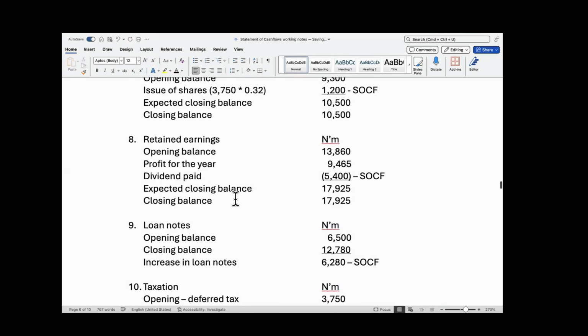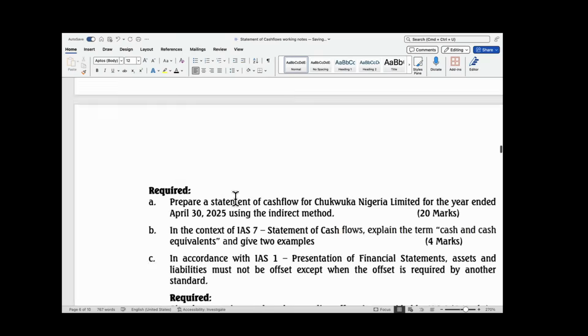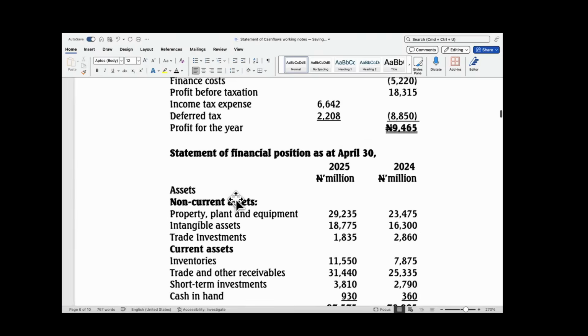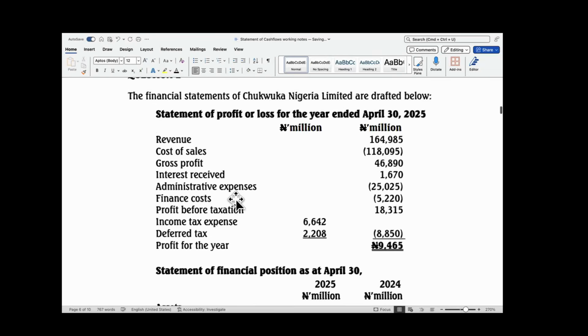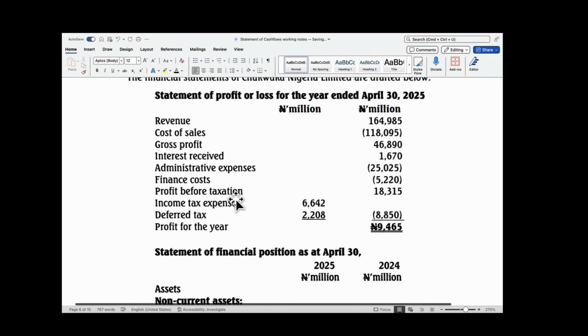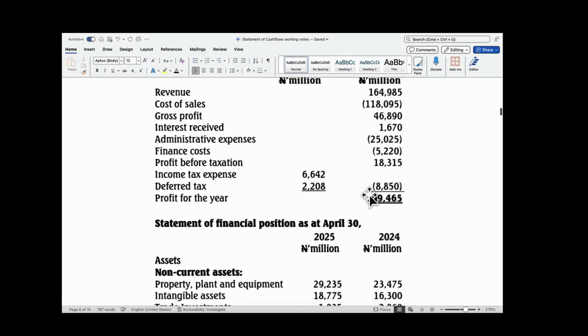Now, when you're using the indirect method, all you're doing is you start from your profits. Usually, I have no choice, I have to start from my profit before tax. So let me start from PBT. You can start from profit from operations, anyhow you wish. But my profit before tax is 18,315.